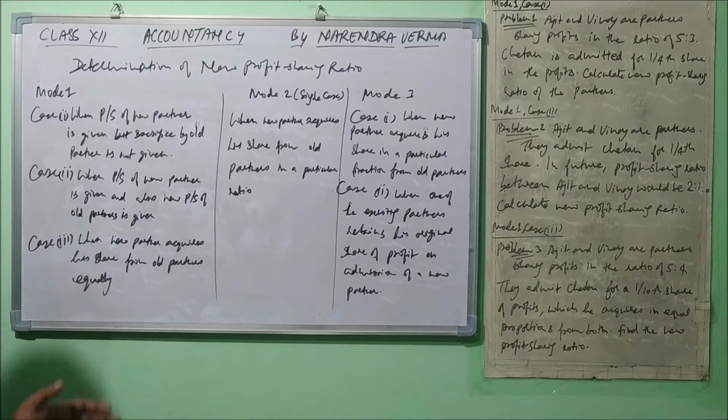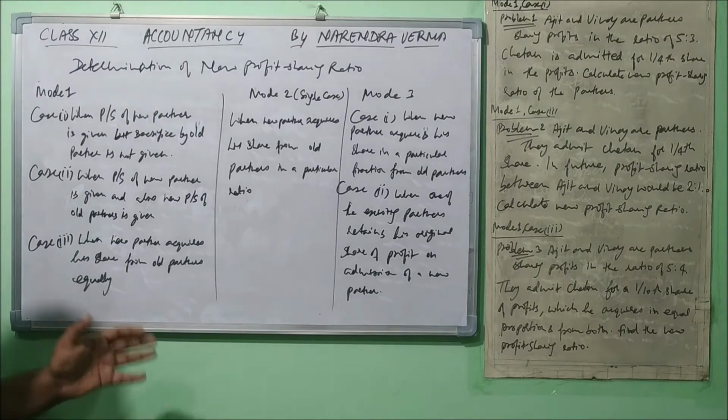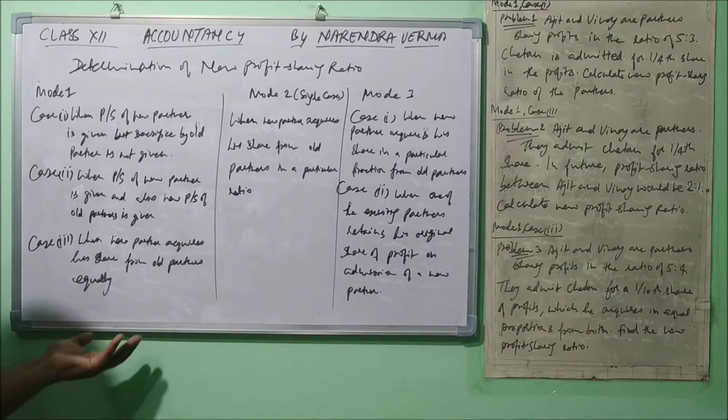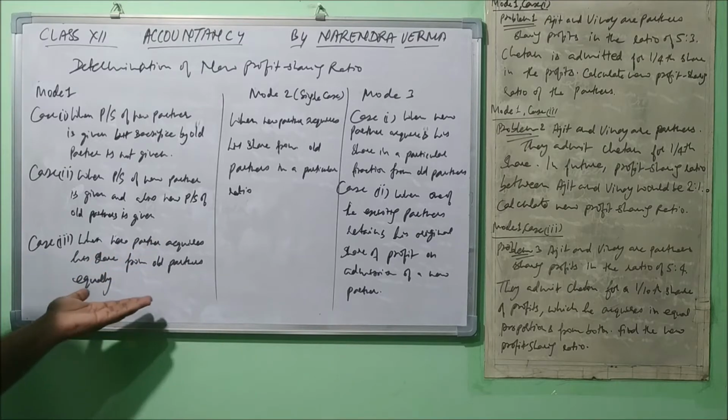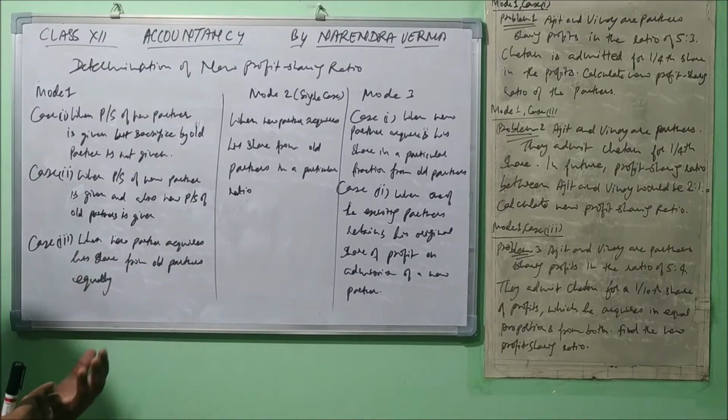Okay, we'll see when a new partner acquires his share from the old partners equally. This is the kind of situation I explained in the example, where some portion he gets from one partner and another portion from another partner, but from both partners he gets an equal share.